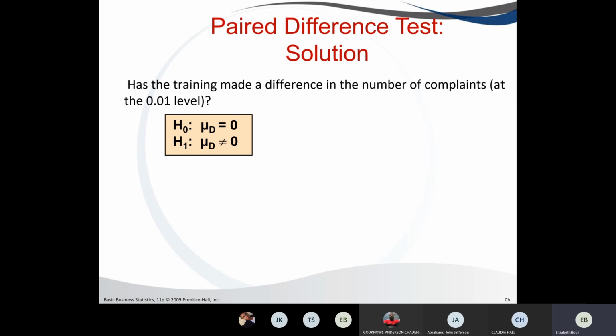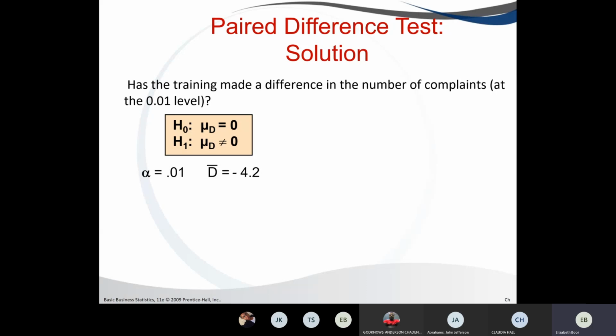Your null hypothesis will say the mean difference is equal to 0, and the alternative will say the mean difference is not equal to 0. So therefore it means there was no change in terms of the number of complaints before and after. Okay. And step number 2, we state what we are given. So we know that we are given alpha of 0.01, and we calculated the mean difference, which was minus 4.2.